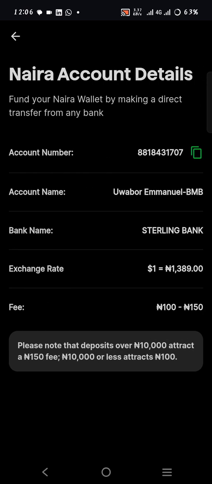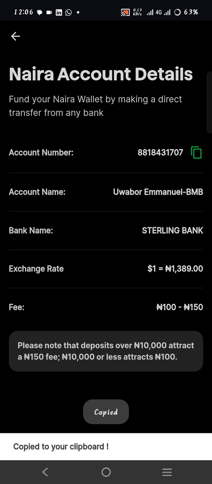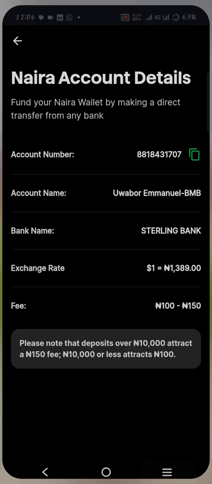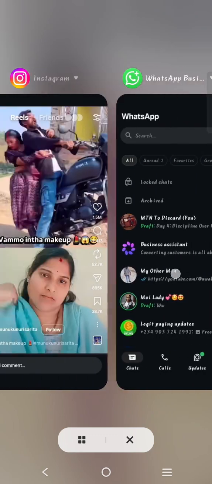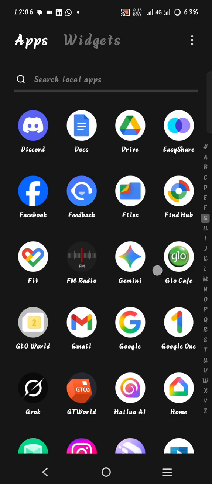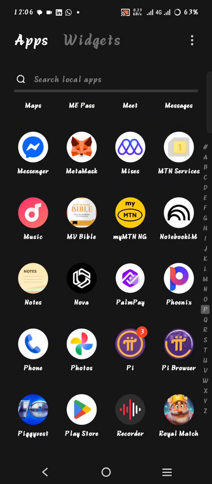We can see the account and it's Sterling Bank. So we copy it. Now copied. Once we copy that, let's go to the next phase, which is to open my bank app. I'm using one of my bank apps to do that, which I'll be using these days, my PalmPay.